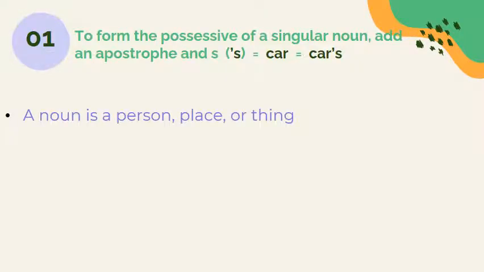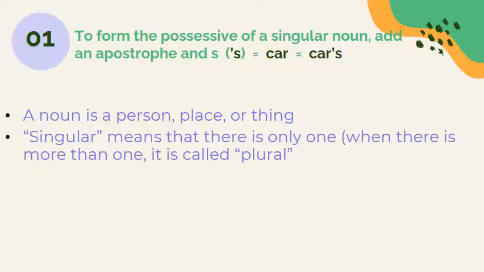A noun, first let me remind you with the noun. The noun is a person, place, or thing. This is first. And the singular noun means that there is only one. Okay, when there is more than one, it's called the plural. Okay, so let's agree on this.